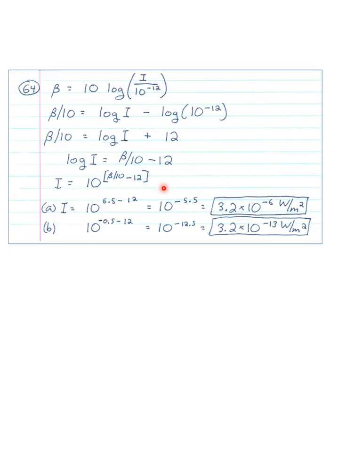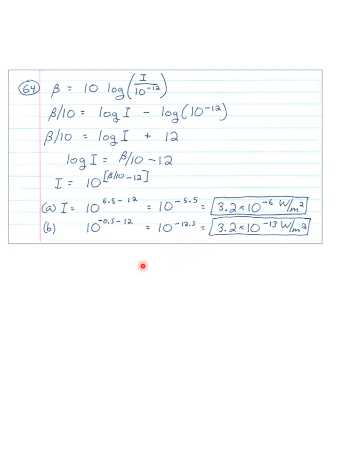And now we are free to, with this equation, plug in whatever beta values we want, and we'll get the intensity. So intensity for 65 decibels, beta is 65. That's going to be 10 to the 6.5 minus 12. You can follow through with that and get 3.2 times 10 to the -6 watts per meter squared.